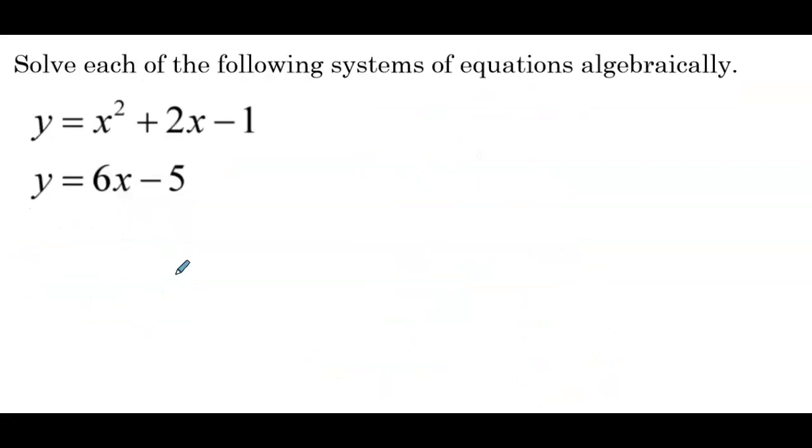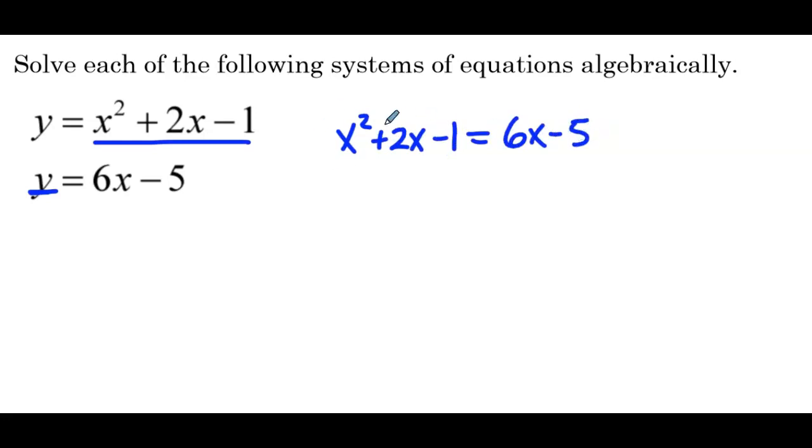On to the next, which is y equals x squared plus 2x minus 1 and y equals 6x minus 5. Again, set up for substitution. This time let's substitute x squared plus 2x minus 1 in for y in the second equation. So that gives us x squared plus 2x minus 1 equals 6x minus 5. We have a quadratic equation, so it needs to be equal to 0 in order to be solved. So x squared, we'll subtract 6x from both sides, so minus 4x. And we'll add 5 to both sides, so plus 4 equals 0.